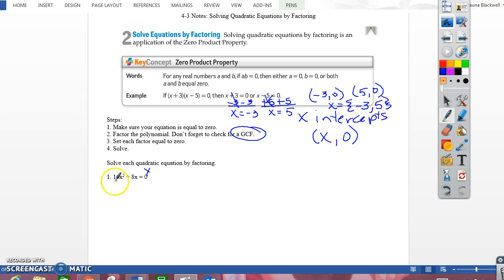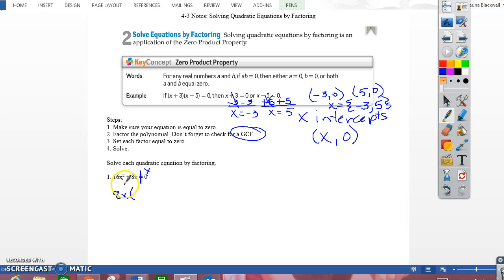Okay, so if we look at number 1, we have 16x squared plus 8x equals 0. So first thing, make sure it's equal to 0. So here's my equal sign, the 0 is all by itself, so we're good to go. So the next thing we do is we factor. Don't forget to check for a greatest common factor. Remember, a greatest common factor is something that can be factored out of every single term. So we look at the numbers, 16 and 8. Well, I know I can factor an 8 out of those. And then I have an x squared and an x. They both have an x to give away, so our GCF is 8x.